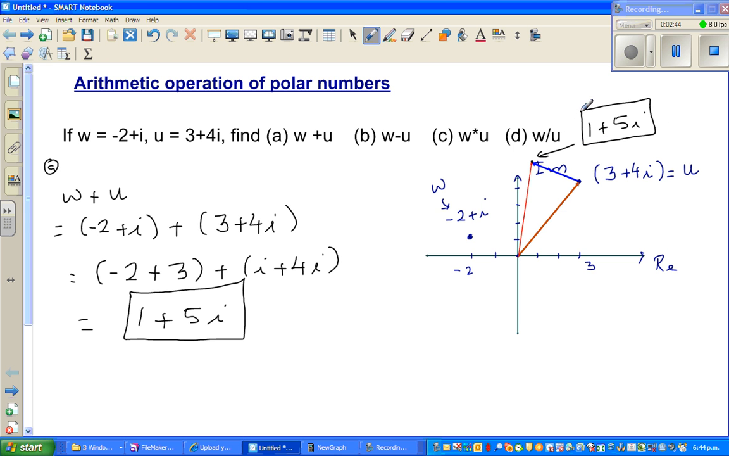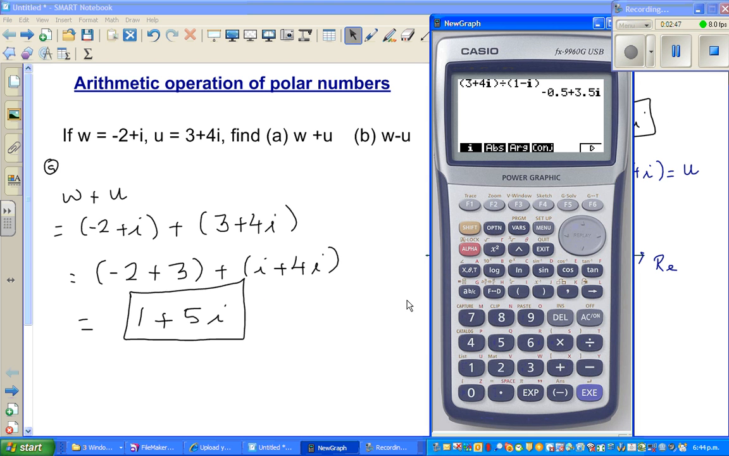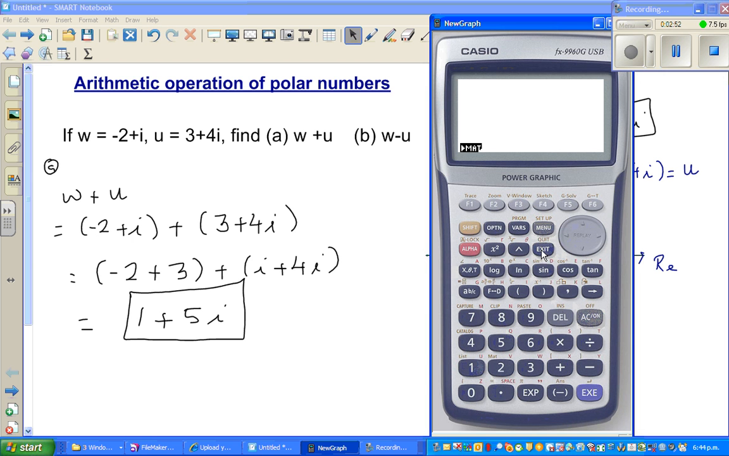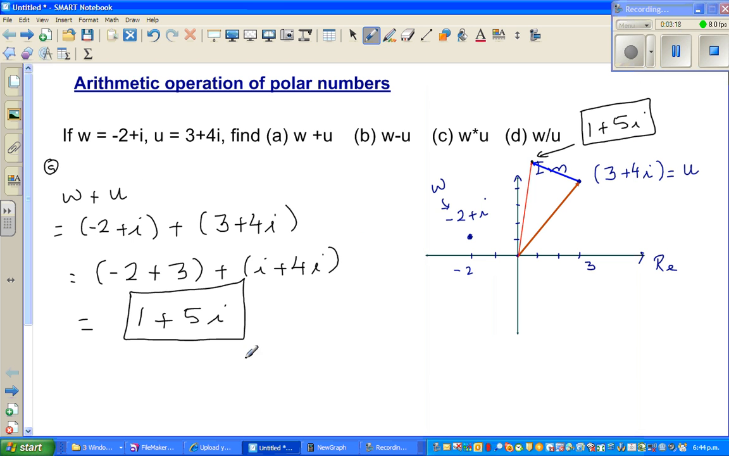Okay, that's all. Now to do this on a calculator, first go to run mode, then go to option, and F3 is complex number. You've got an i here. So you put in minus 2 plus i, bracket, plus 3 plus 4i. You don't need a calculator to do this, but this is just to check. 1 plus 5i.